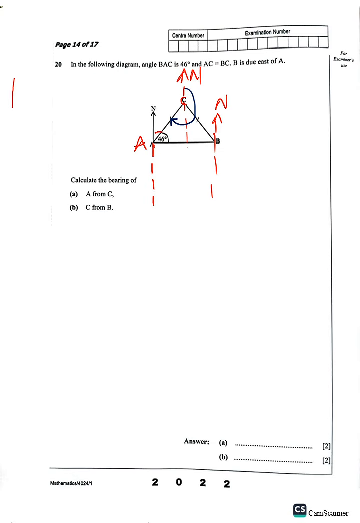Now we are told that B is due east of A, so this means that this angle here is 90 degrees. So these two are perpendicular to each other. So from that 90 we have an angle 46. So let's subtract 46 from 90. So we get 10 minus 6 is 4. Here we have 8. 8 minus 4 is 4. So 90 minus 46 is 44. So this angle is equal to 44.